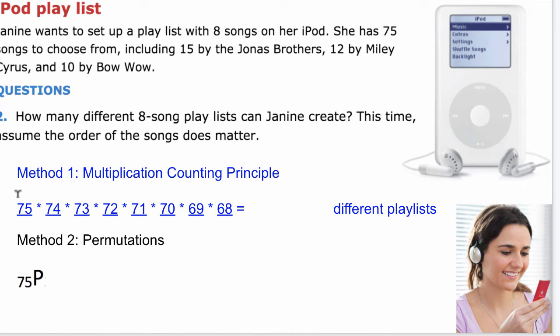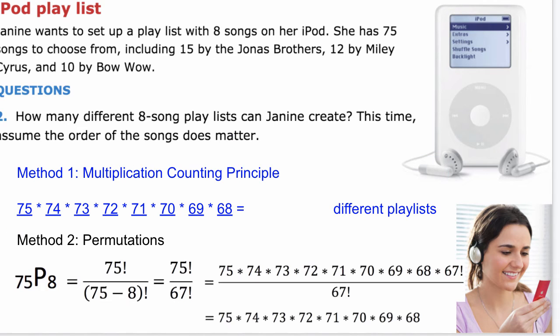Okay, so multiplication counting principle is 75 times 74 times 73 times 72 times 71 times 70 times 69 times 68, right? Because each time you pick a song, you have one less to choose from. Here, you could do 75P8, right? We're picking 8 from 75, where order matters. So 75 factorial over (75 minus 8) factorial, which is 67 factorial.